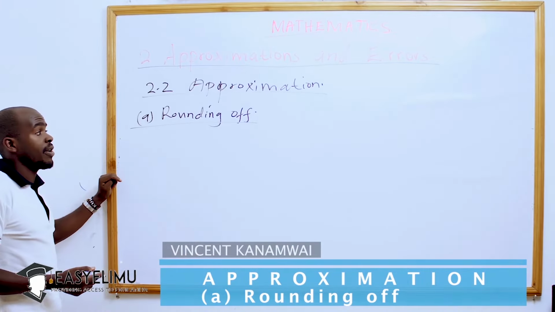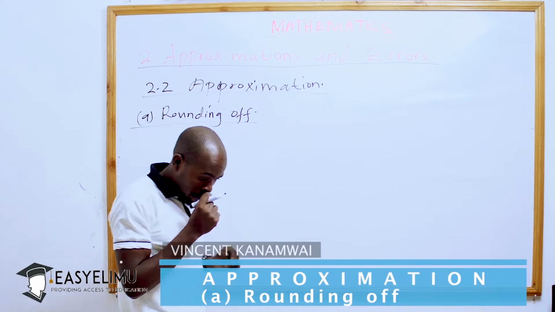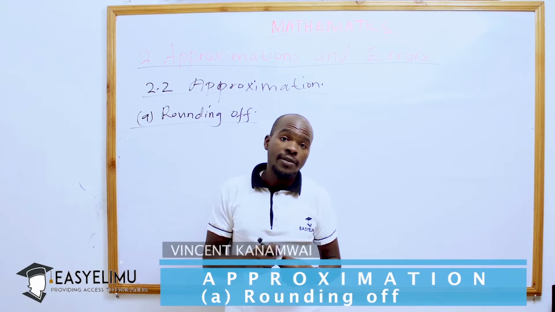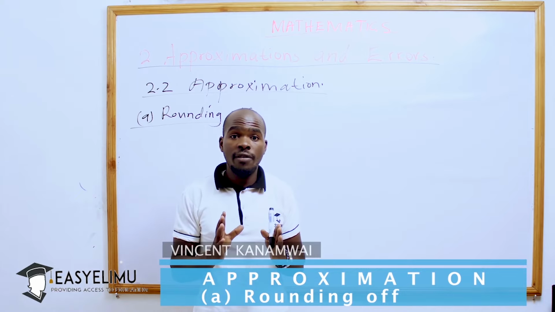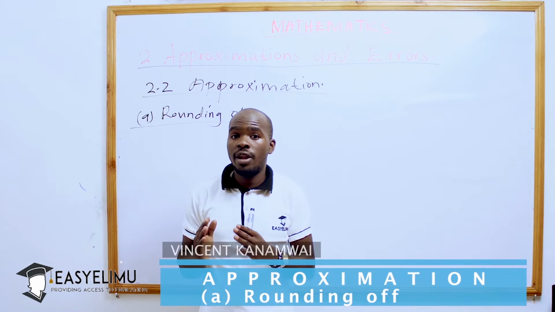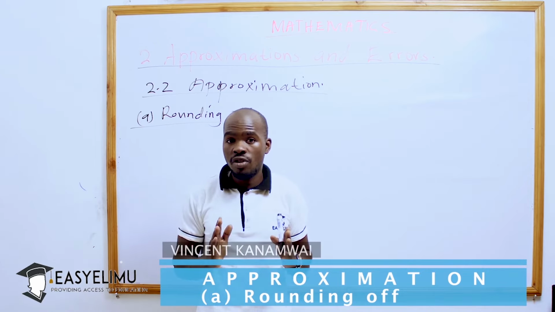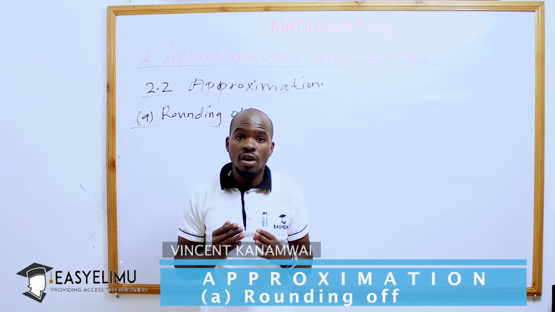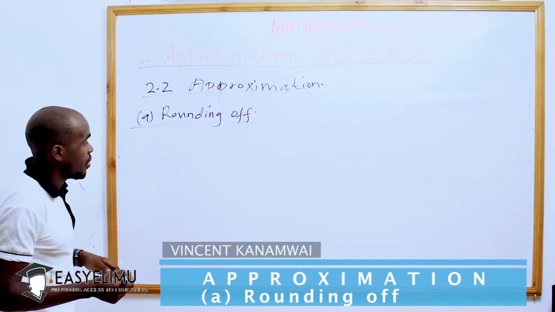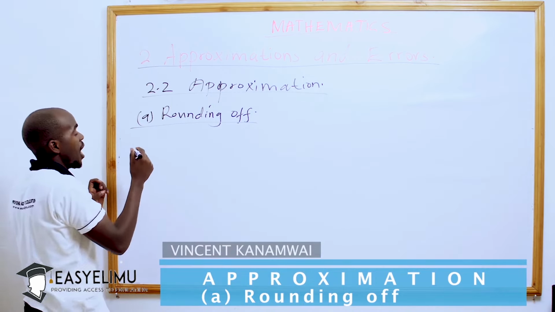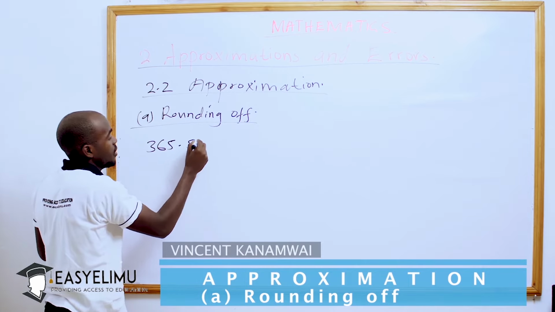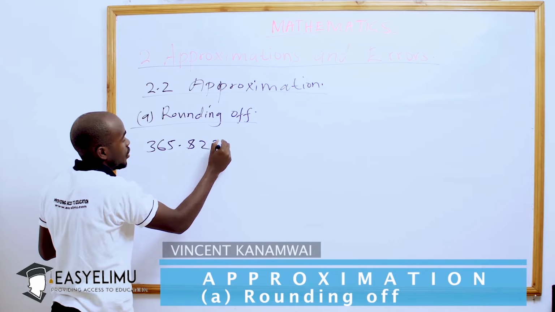Now let's handle rounding off, and in this rounding off you will be given a certain number, and you are required to round off to a given significant figure or decimal places or any of them. So if given, for example, a number, let's say you have like 365.823.